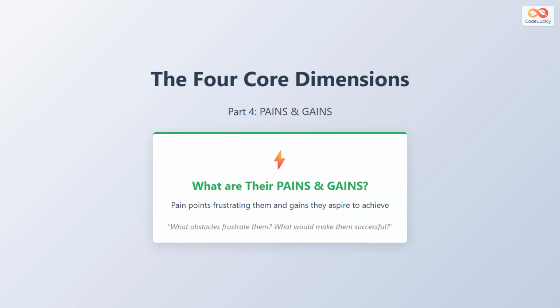The fourth dimension explores pains and gains. Pains are the obstacles, frustrations, and challenges that stand between users and their goals. Gains are the positive outcomes, aspirations, and benefits they're trying to achieve. Identifying pains reveals problems to solve, while gains show you what would make users successful and happy.